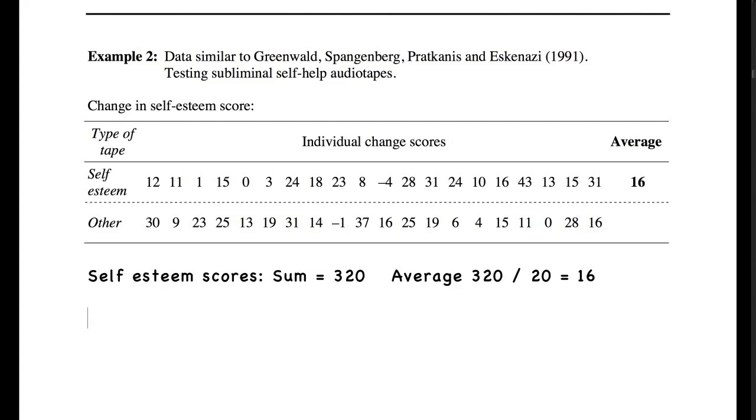Now let's do it for the other group. If we total up all those scores in that second row, again, check this later when you've got a moment to do so, it comes to 340.